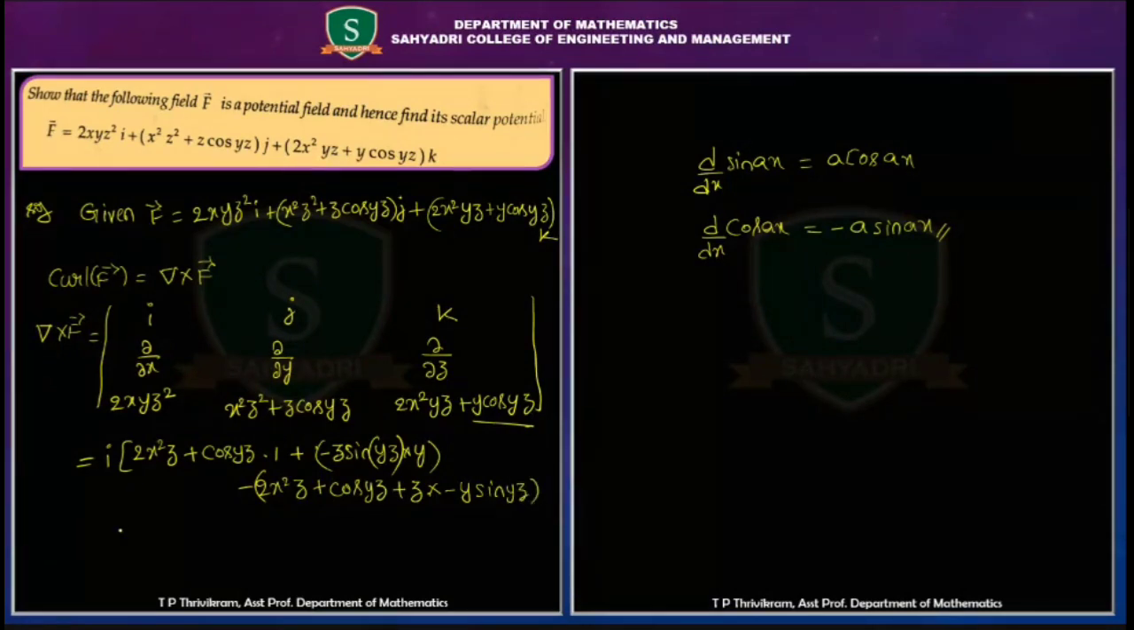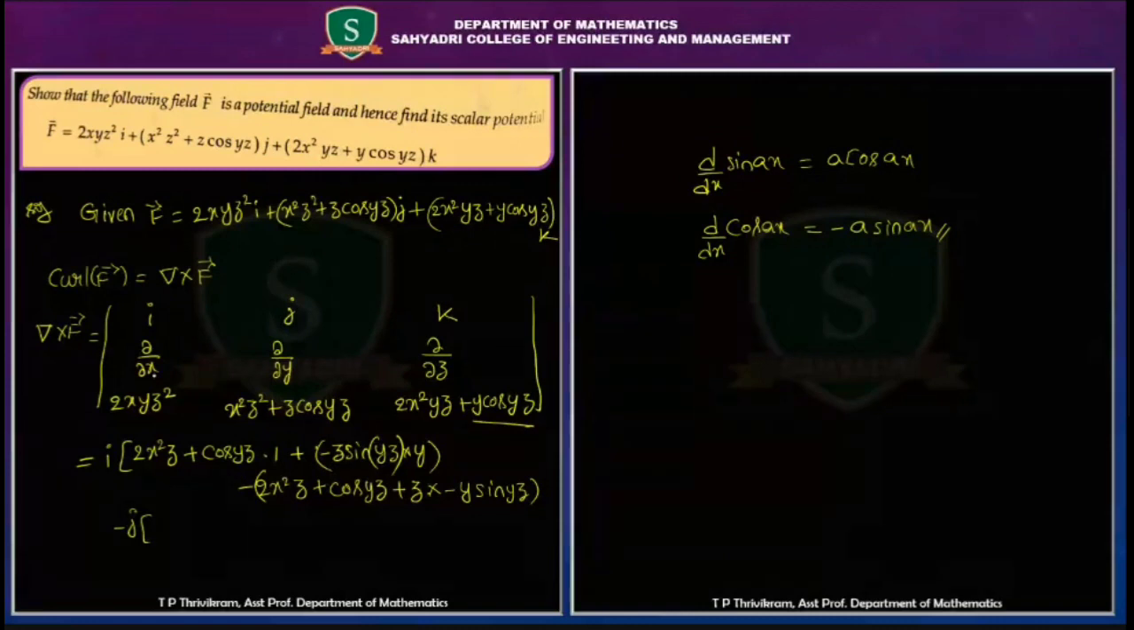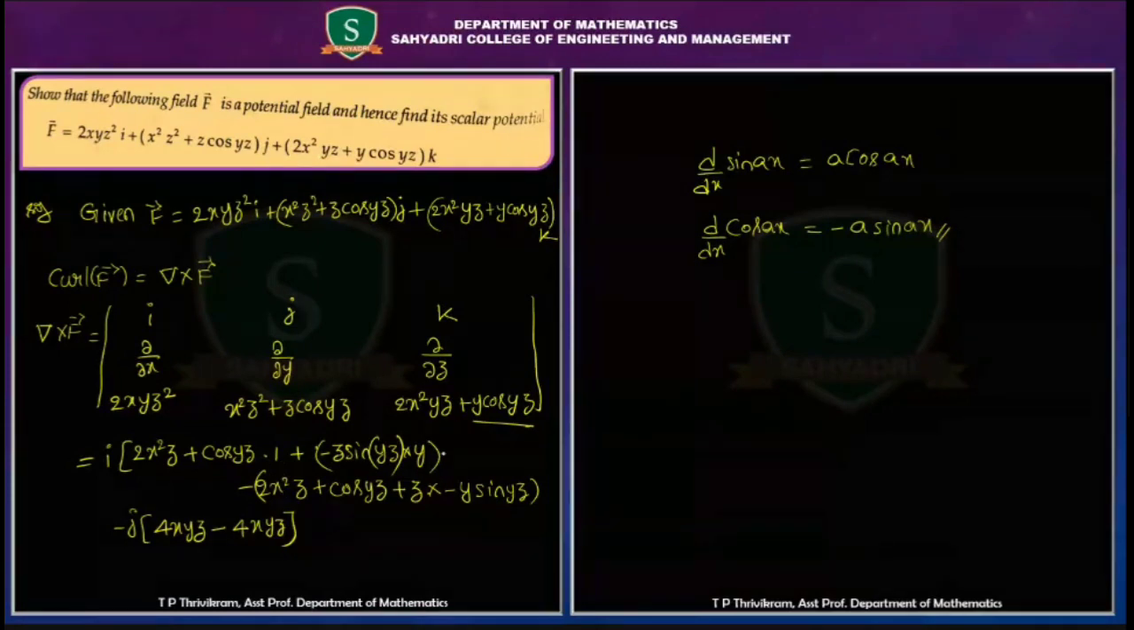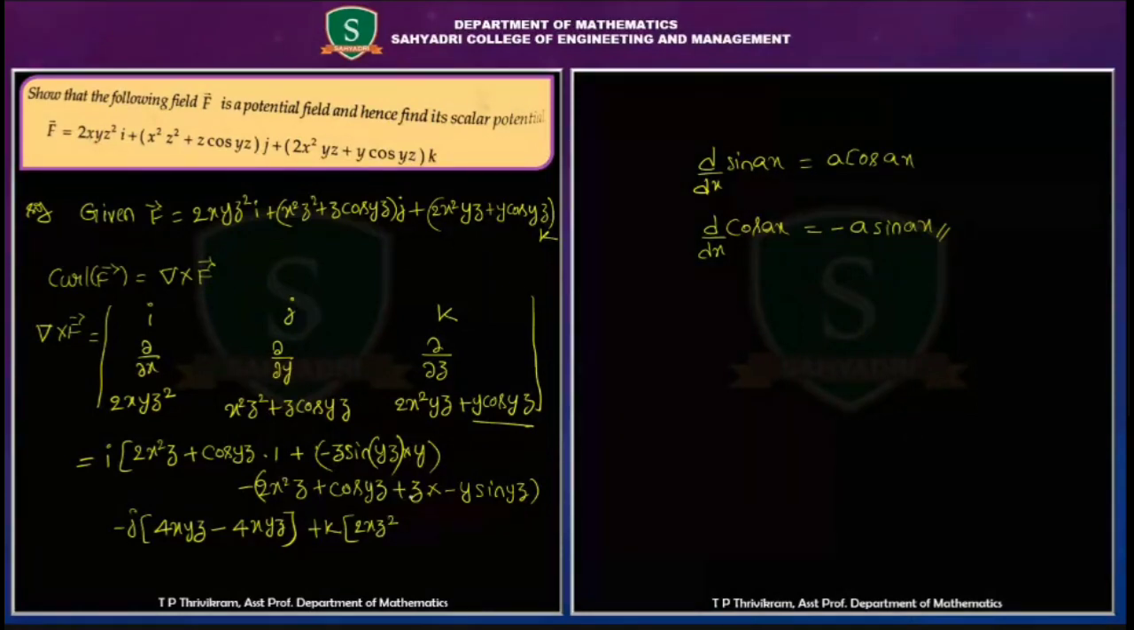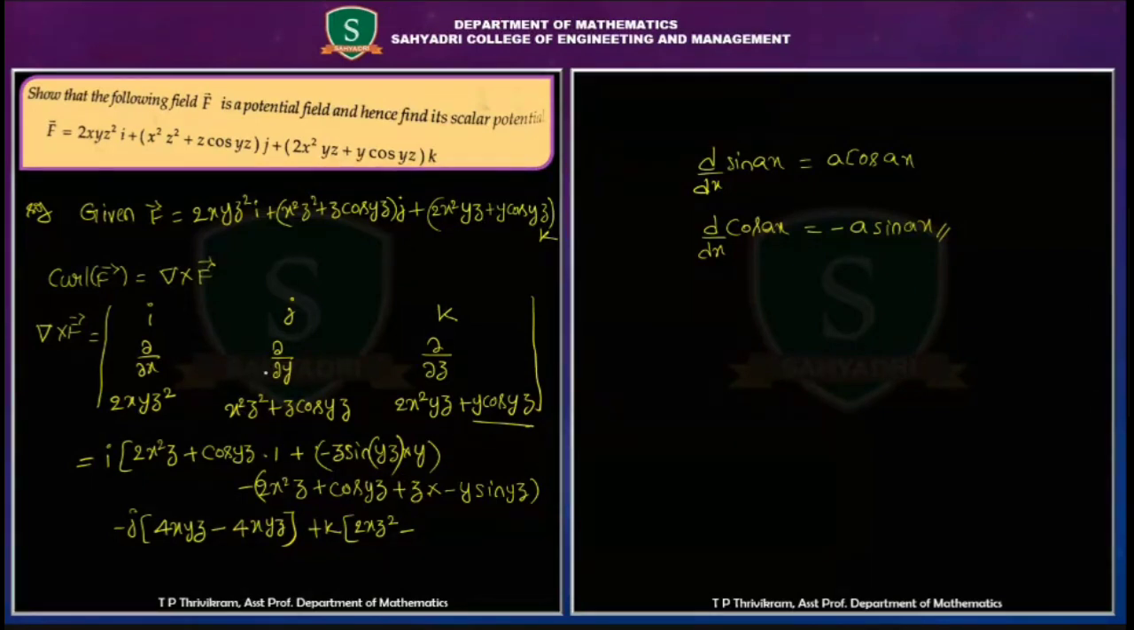Okay. So similarly minus j into dou by dou x of this. 4xyz minus 4xyz. Okay. Next plus k into 2xz square minus 2xz square.